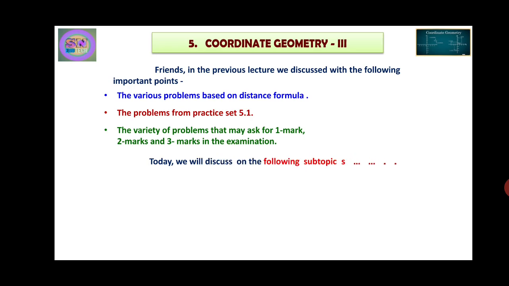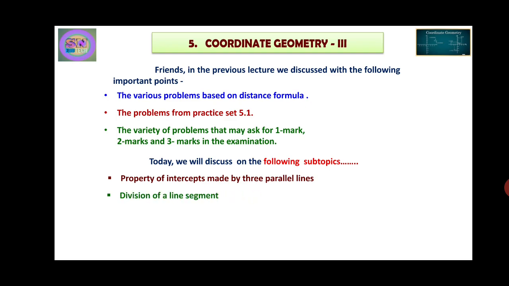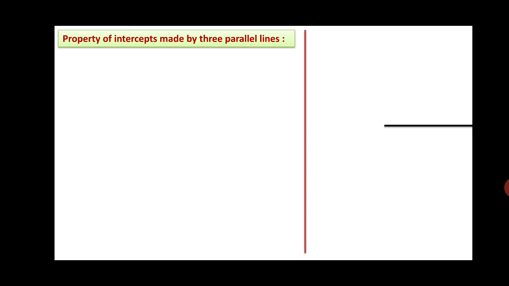Today we will discuss the following subtopics: property of intercepts made by three parallel lines, then division of a line segment, the section formula, coordinates of the midpoint of a segment and the centroid formula. So, we will continue with our first point, that is, property of intercepts made by three parallel lines.